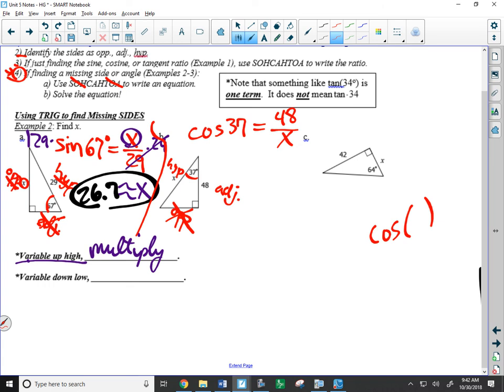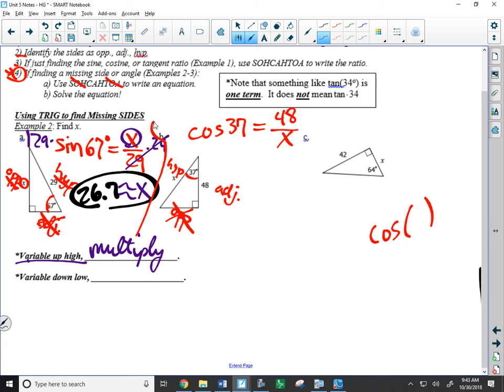Now, here's one. Careful to solve this one. It is not going to be 48 times cosine 37. The variable's up high, you multiply. In the video, the guy said when the variable is down low, the x and the angle will switch. That was his run. Here's mine.